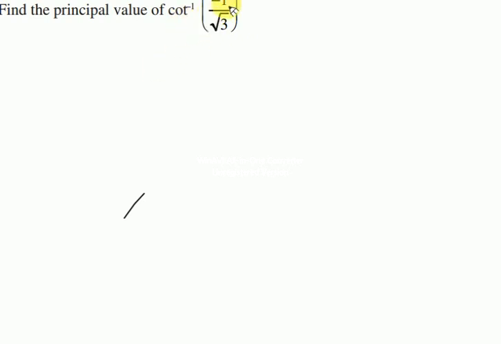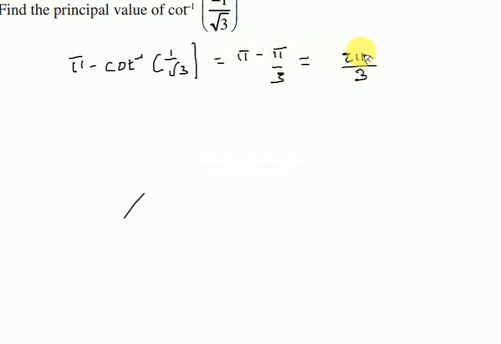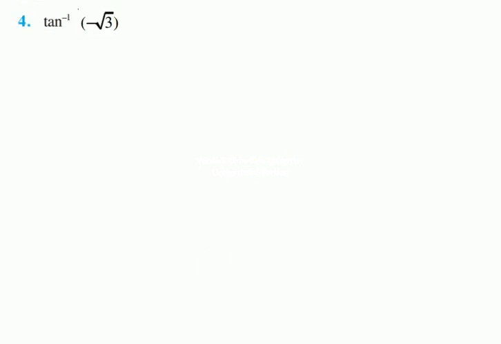So here cot inverse of minus 1 by root 3 is pi minus cot inverse of 1 by root 3, that is cot inverse of theta. Which is equal to pi minus pi divided by 3, which is equal to, with 3 as the LCM, 3 pi minus pi, that is 2 pi by 3. This is the principal value of cot inverse of minus 1 by root 3.